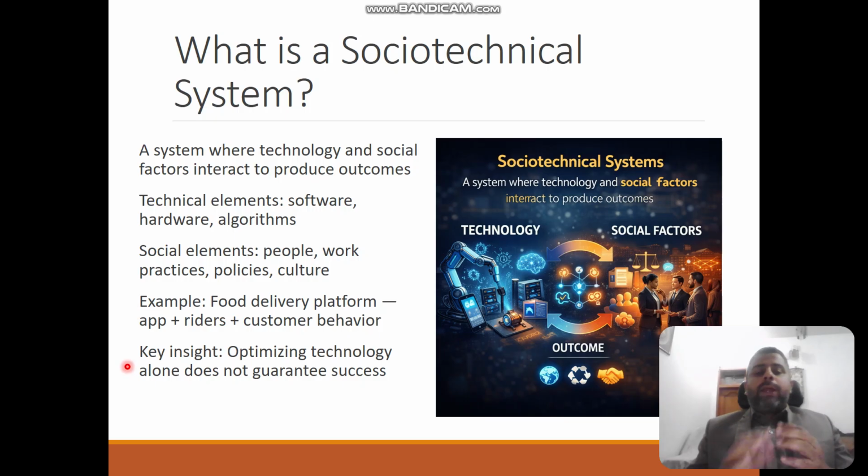So the key insight is that you shouldn't only optimize technology and think it will generate results. You shouldn't only work on optimizing technology. You should also work on combining technology with social practices as well.